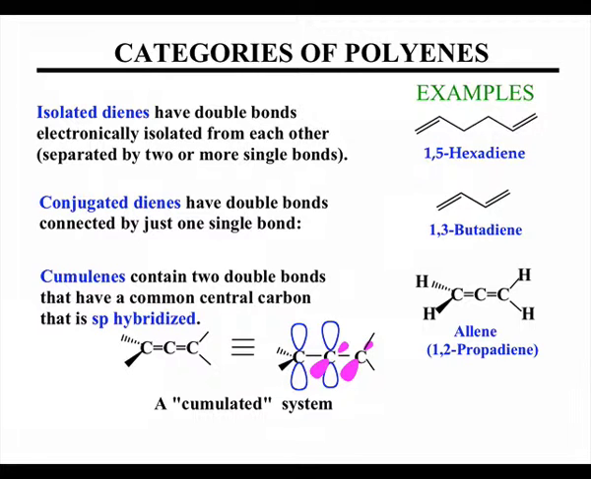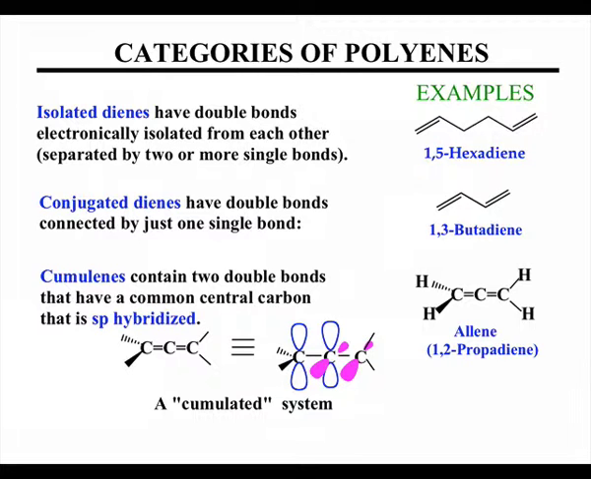We can also have cumulenes, okay? And we've built models of these before in class. This is an example of a molecule known as allene, or 1,2-propadiene, excuse me. What's the hybridization of the central carbon? It's sp hybridized, right? How are the p orbitals with respect to one another on an sp hybridized carbon atom? They're orthogonal to one another. That's right, they're 90 degrees.